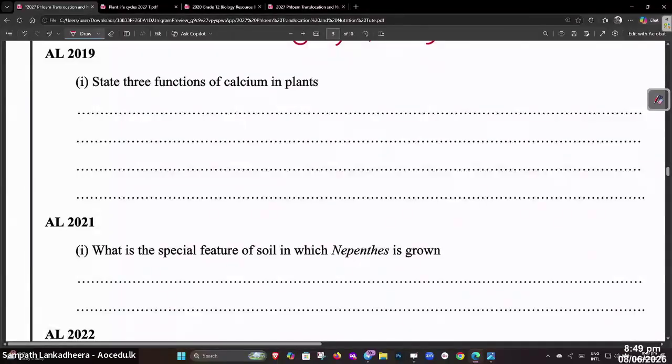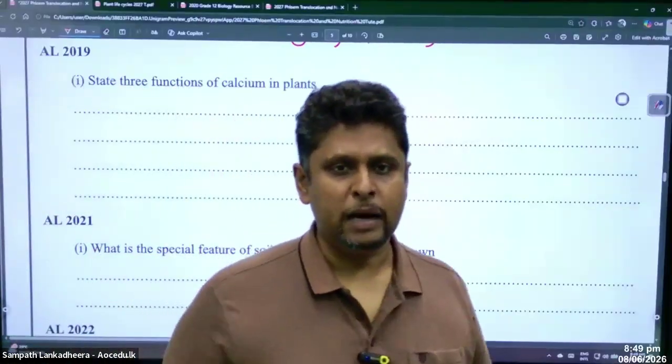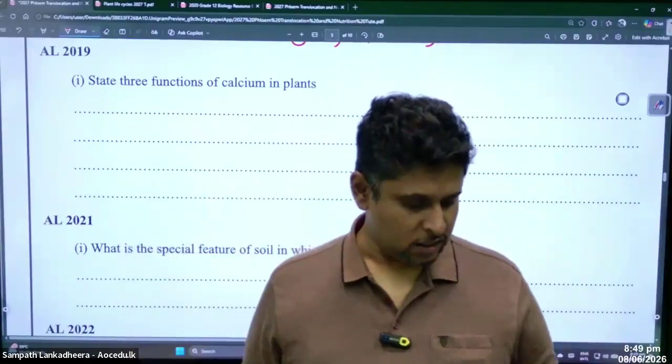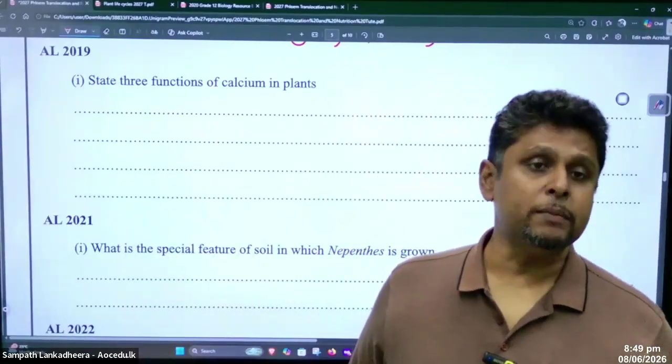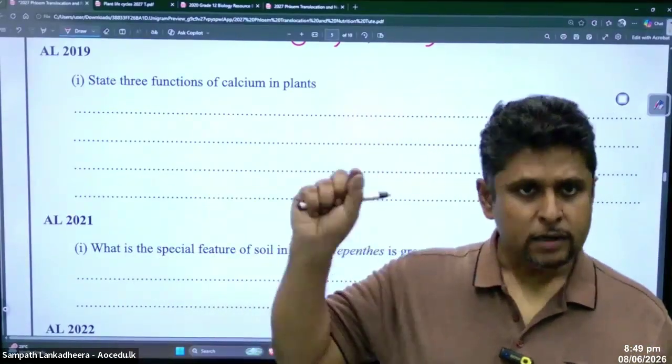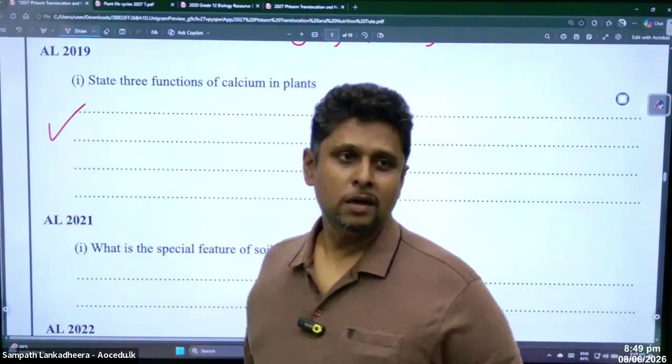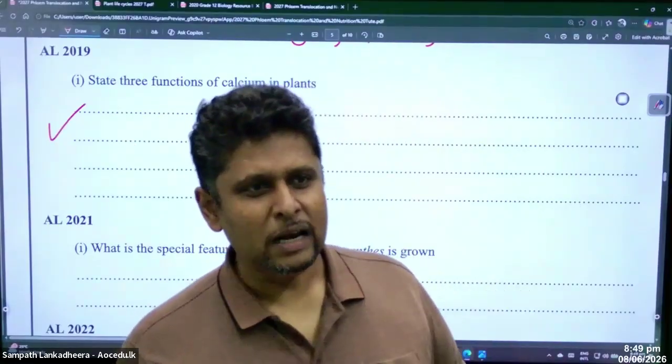State 3 functions of calcium in plants. What are you going to write? Component of formation of the middle lamella. Can you write? Component of formation of middle lamella.